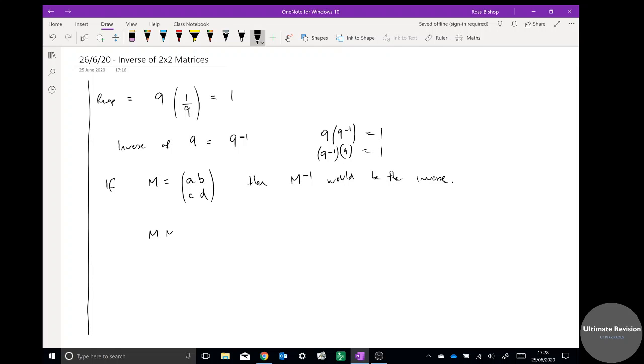I get the same in matrices. So if I do M multiplied by M to the minus 1, I don't get 1, I get the matrix equivalent of 1, which is the identity matrix. And likewise, if I did it the other way around, I would get the identity matrix in that way, okay?